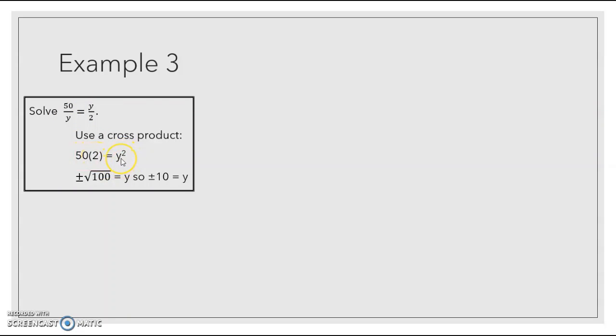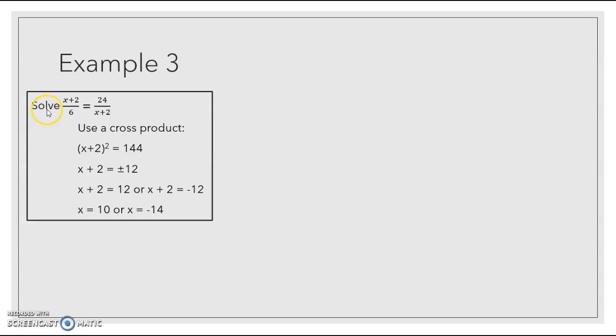So what I did to solve this is I did a square root on both sides. So the square root of 100 is going to equal y. And notice when I introduce the square root, I need this plus or minus sign. And the square root of 100 is 10. So y is plus or minus 10. Let's take a look at another difficult example.